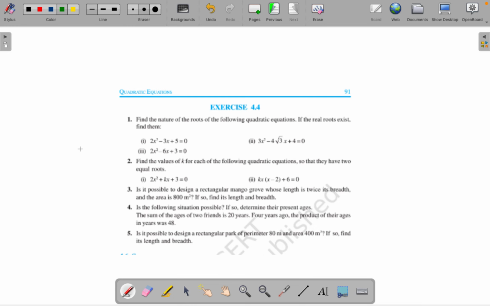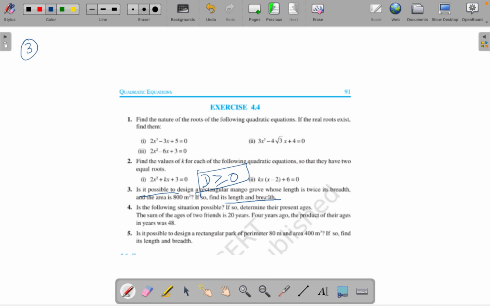Again, for the word problems, it is not that much of a problem. If we want to solve question number 3, children, again, is it possible? Is it possible means you just have to check whether d is greater than or equal to 0 or not. If d is greater than or equal to 0, then yes, it is possible and you can find x, right?